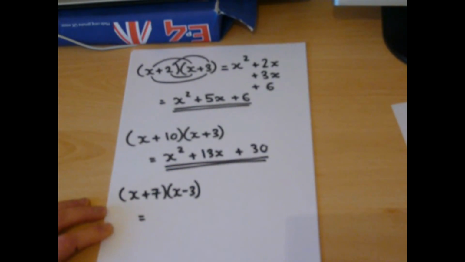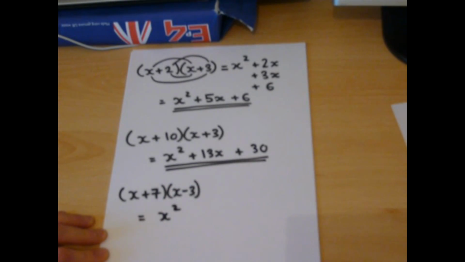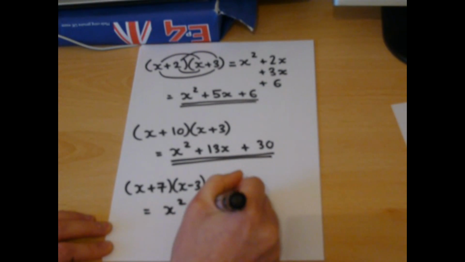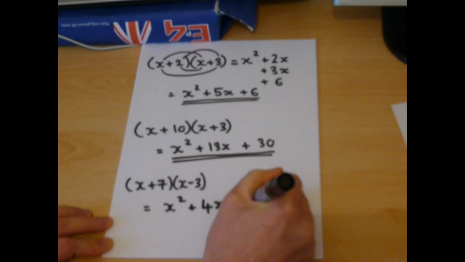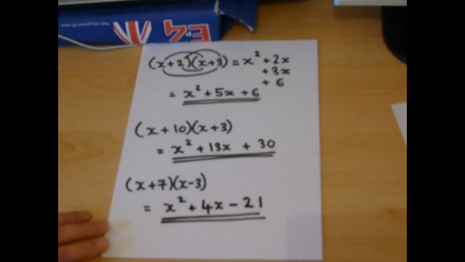using the same logic. We have an x and an x times together, which is x squared. We have a 7, take away 3, 7 take 3 is 4, we have 4x. And finally, 7 times 3 is 21, there's a minus here, so that gives us a minus 21. So that is a short review on some types of brackets it is worth knowing for Module 3.